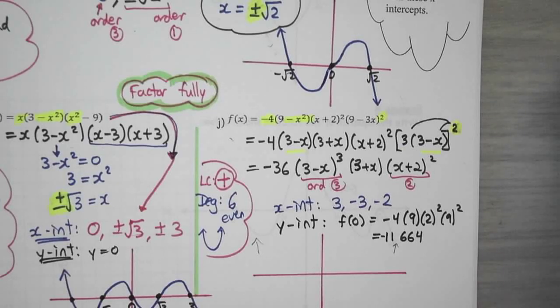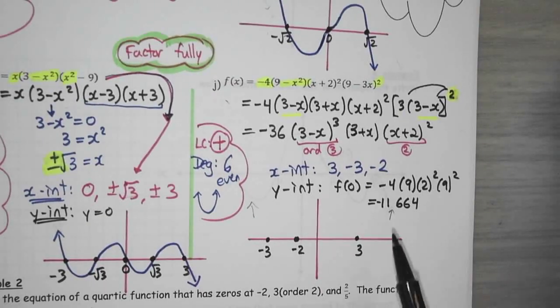And then draw your roots, which isn't even that bad. So it's going to be negative 2, negative 3, and a 3. And my y-intercept of negative 11,664. All good, all good, all good.